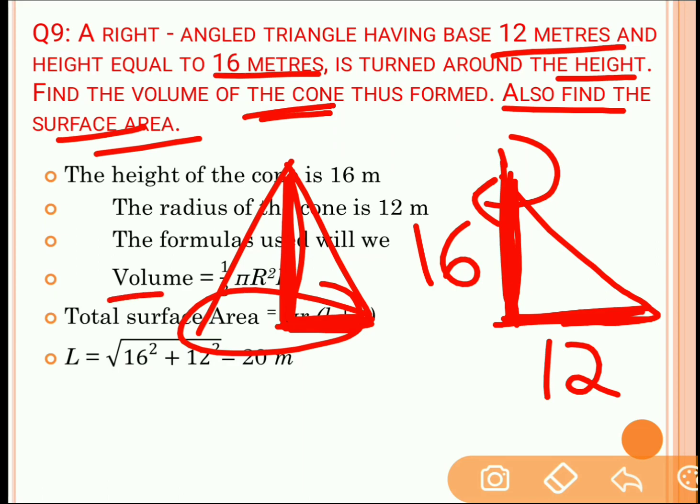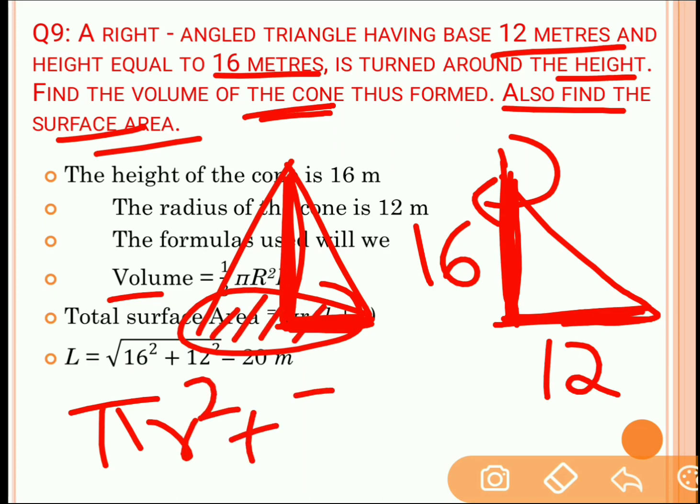Also surface area is what? Total surface area is πr², that is the area of the circle, plus π into r into slant length. Now slant length can be formed from the Pythagoras theorem, and this is the slant length. So L² is equal to 16² plus 12². We can find out the slant length. Once the slant length is known, we know the radius equal to 12. So from this formula, we can find out the total surface area.